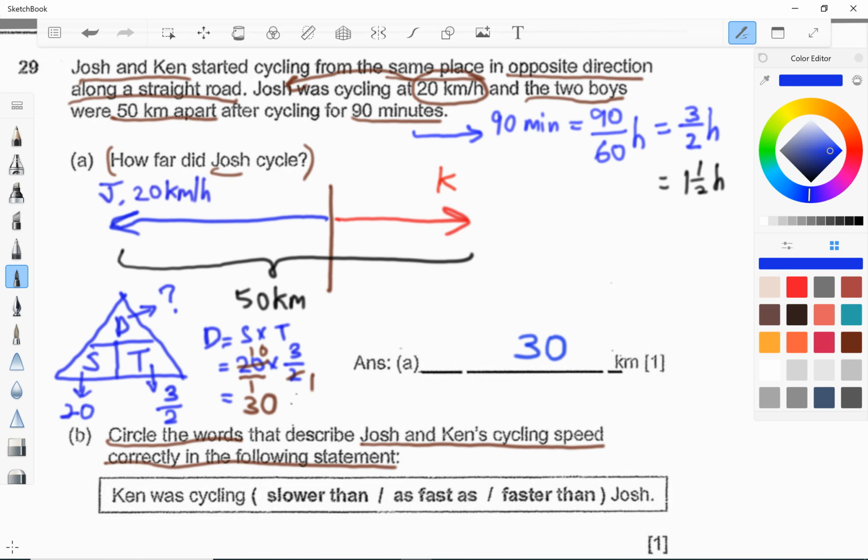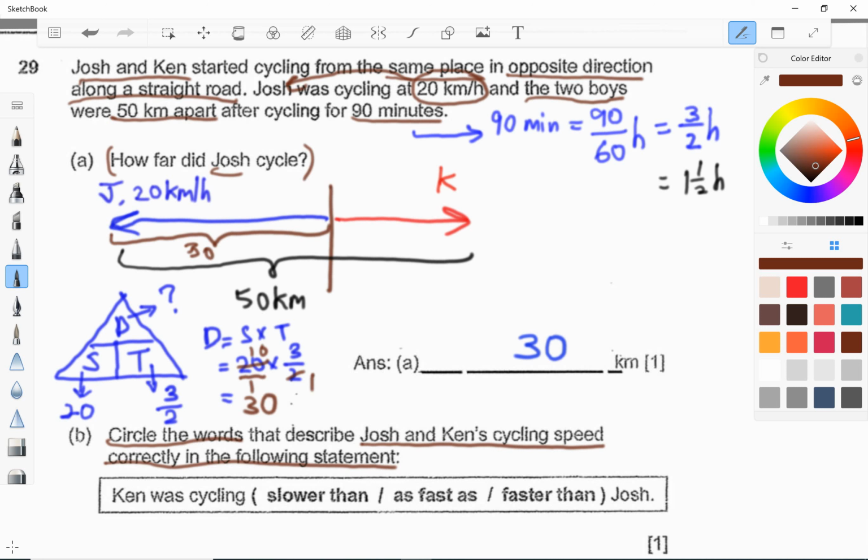But in order for us to be able to solve the question, we have to calculate the distance covered by Ken as well. Josh cycled for 30 kilometers. What about Ken?